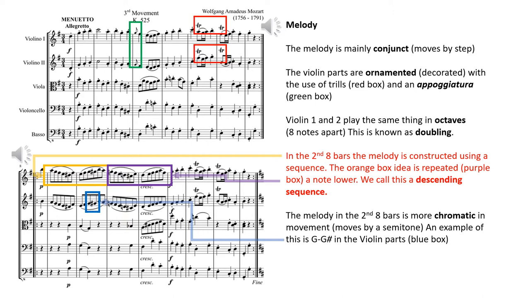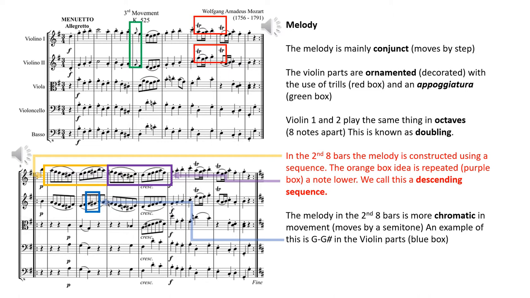The melody is decorated with the use of trills, as we can see in the red box, and an appoggiatura, which we can see in the green box. An appoggiatura takes up half of the note that comes after it. So you'd play a half note G and a half note F.